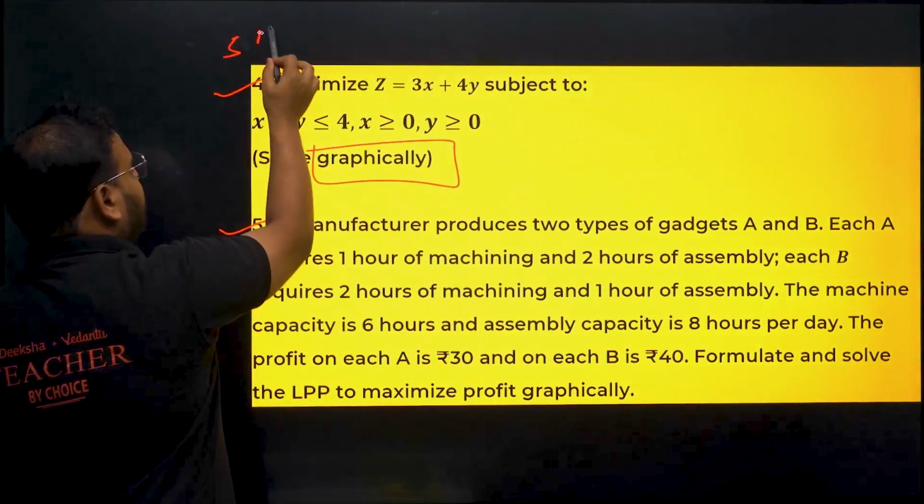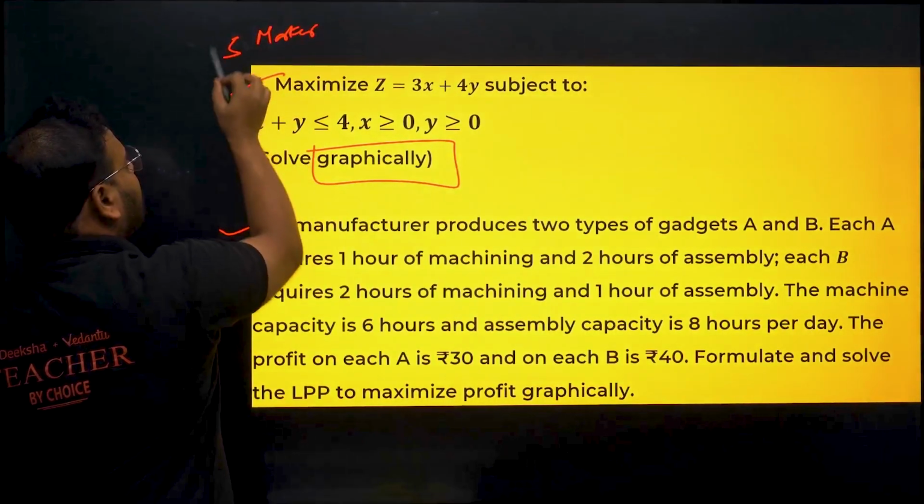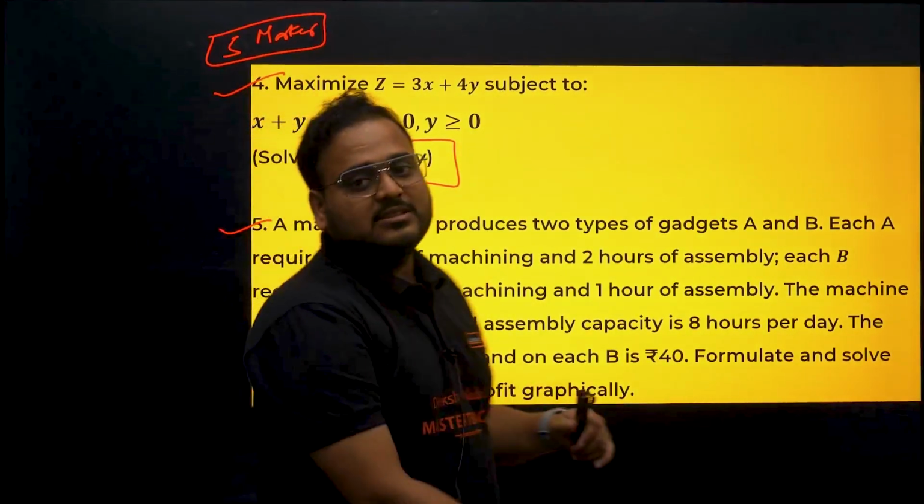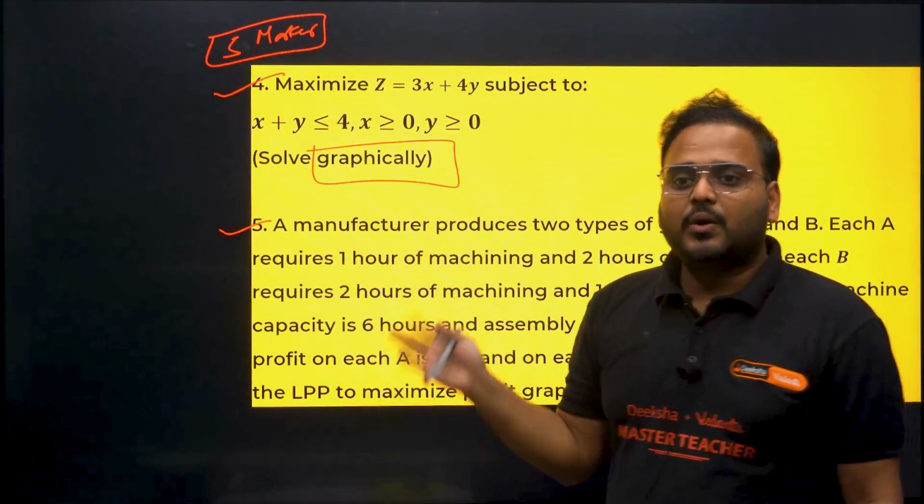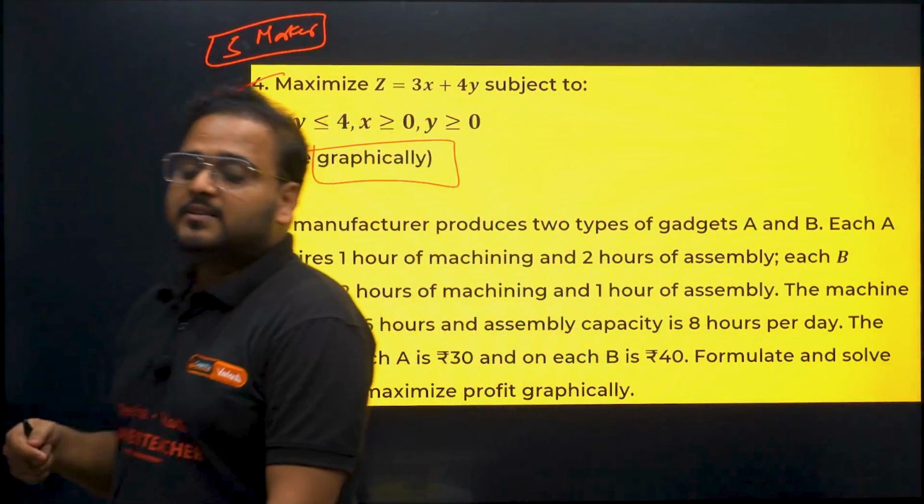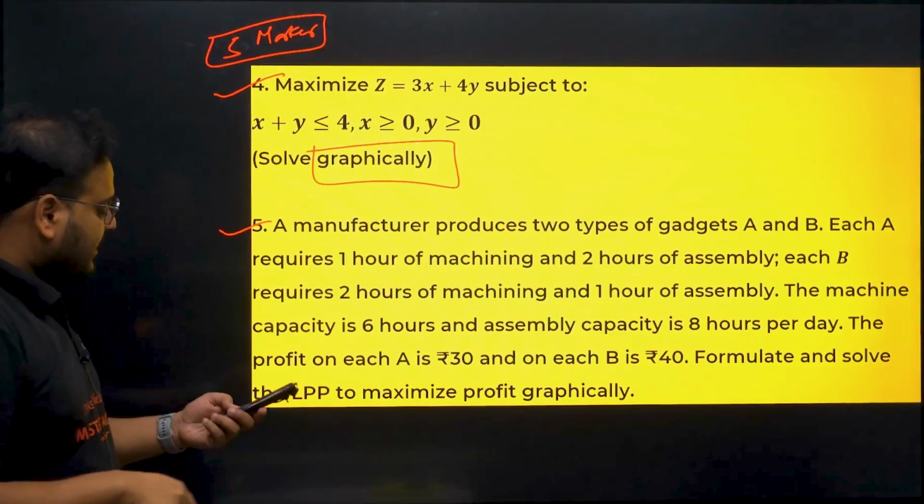This is a 5 marker category, okay? In the actual boards, this will become a 6 marker category. In the boards, this will be a 6 mark question, but right now in PU2 unit test, this will be a 5 marker. So this is it for the session today.